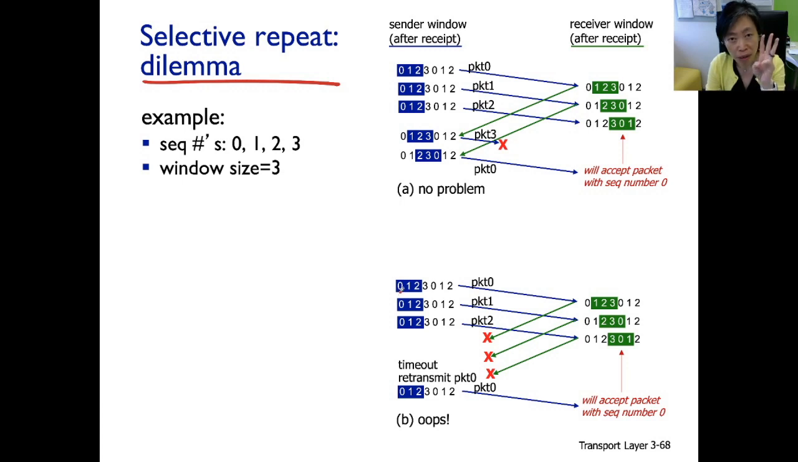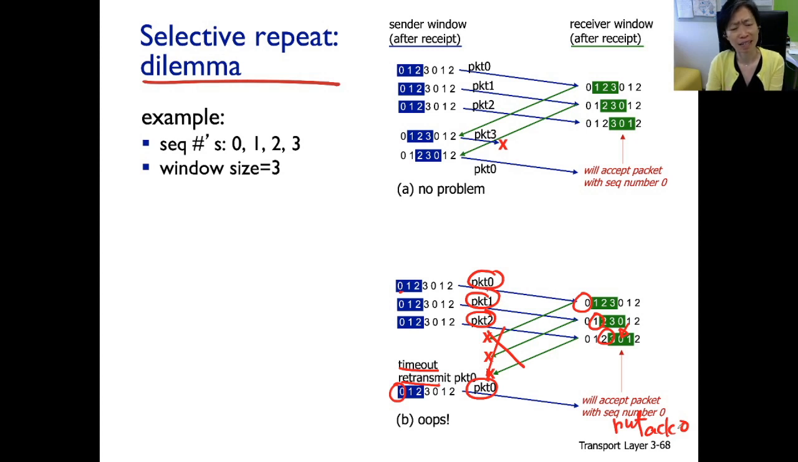Same scenario, window size only 3, and we have sequence numbers. There are only 4 of them. So we send packet 0, 1, and 2 out. Receiver here generates ACK 0, ACK 1, and ACK 2 back. But unfortunately, all of them are lost. So timeout is going to happen and retransmit packet 0. This packet 0 will go, and receiver here will say, hey, you know what? I'm expecting packet 0. It's within the receive window. So buffer and send back ACK for 0.